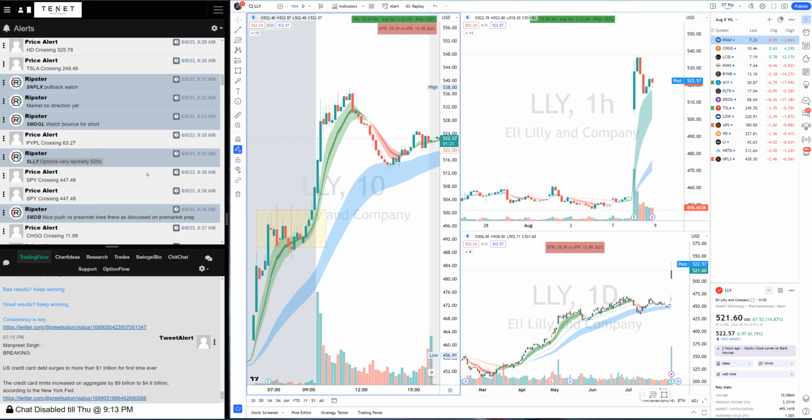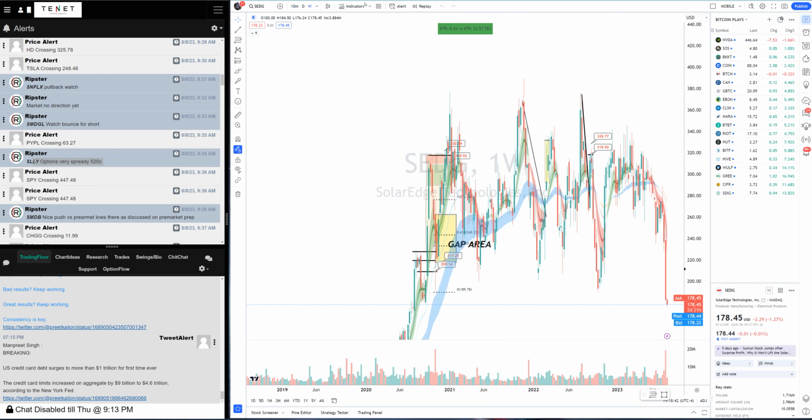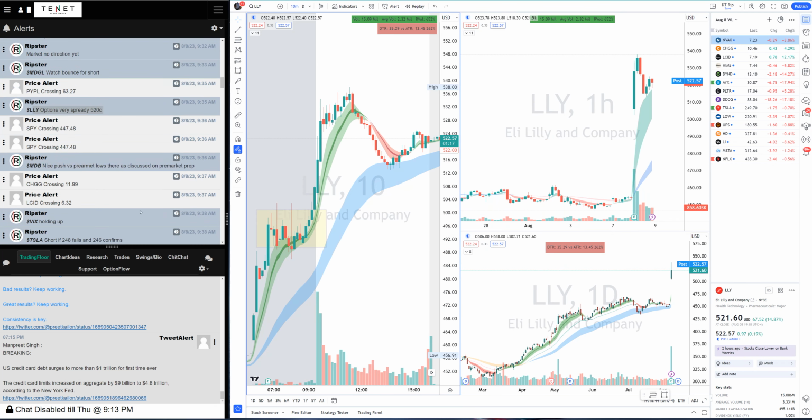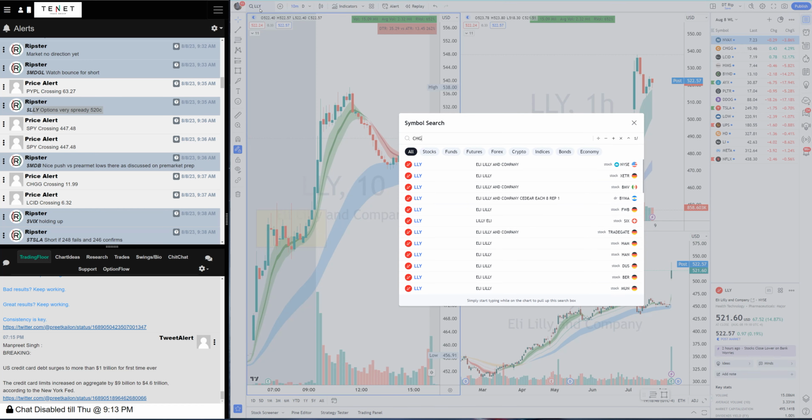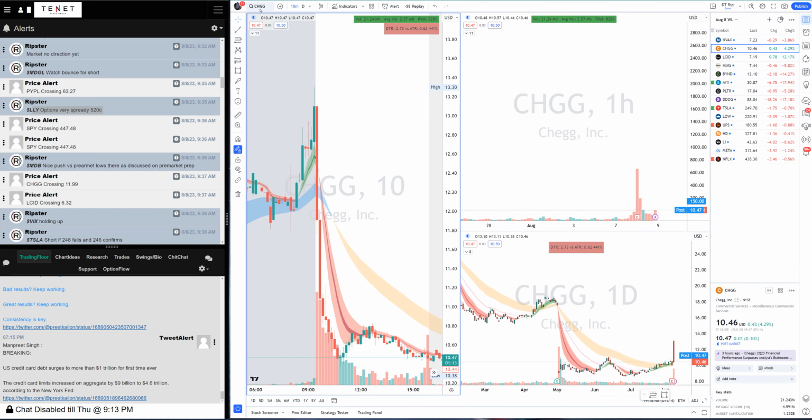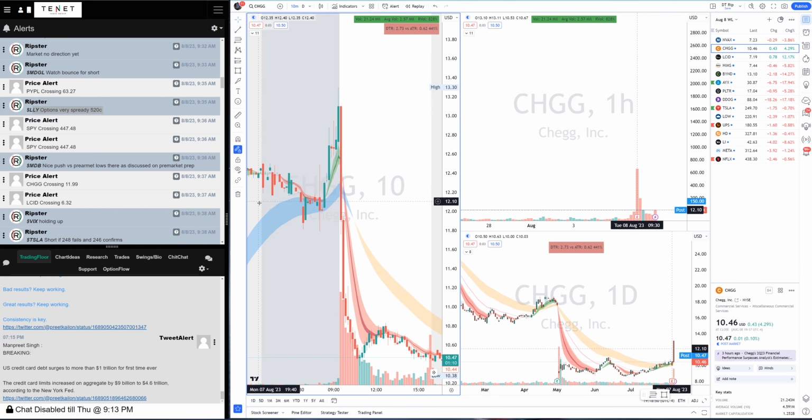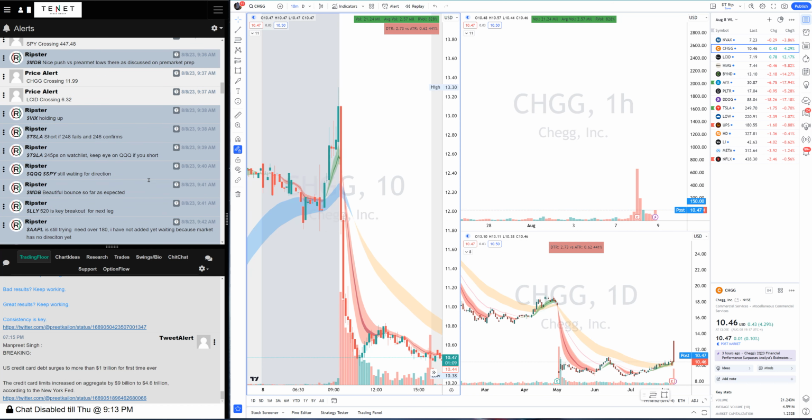So then we had our SPY levels. We'll talk about SPY later. Then CHGG from my watch list started breaking the EMA clouds, right? So CHGG started breaking EMA clouds.